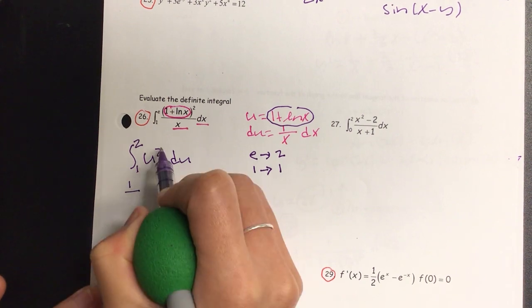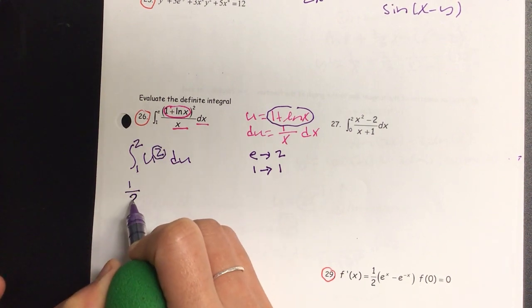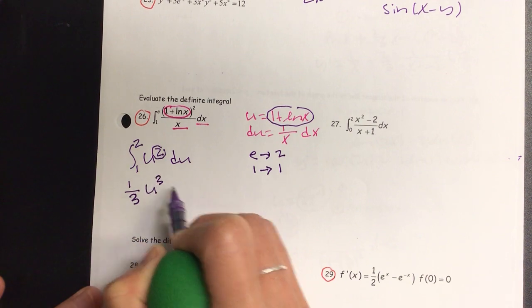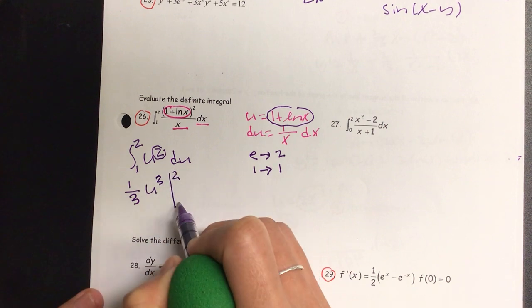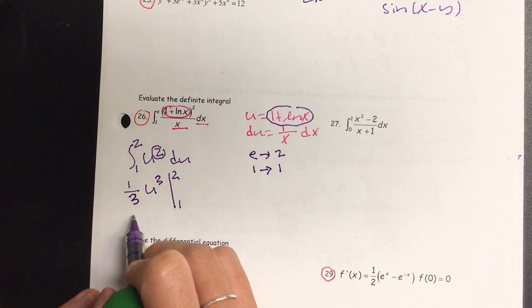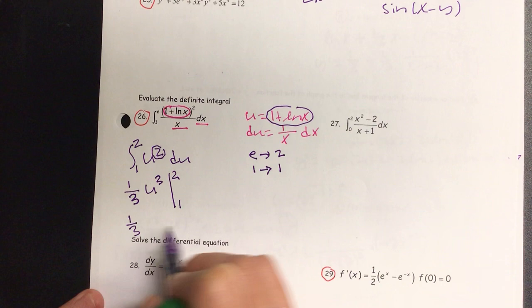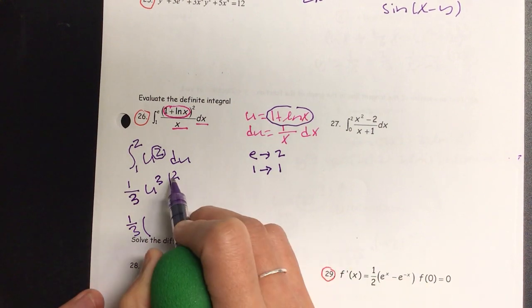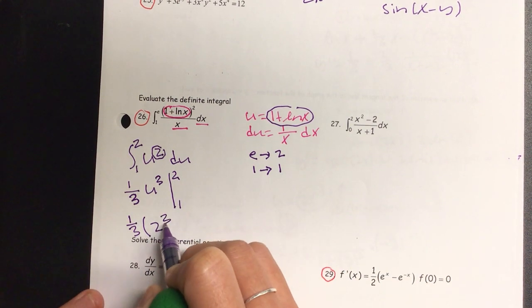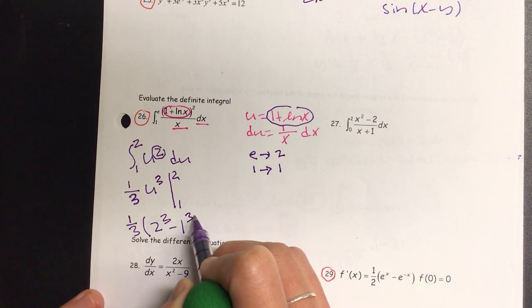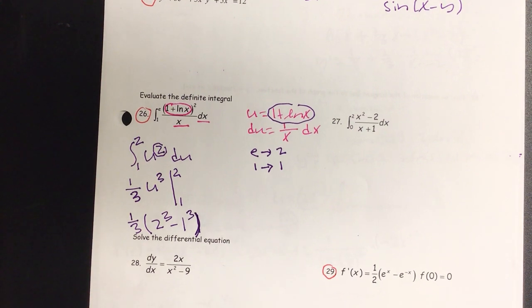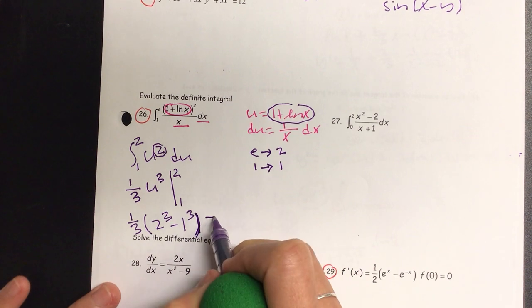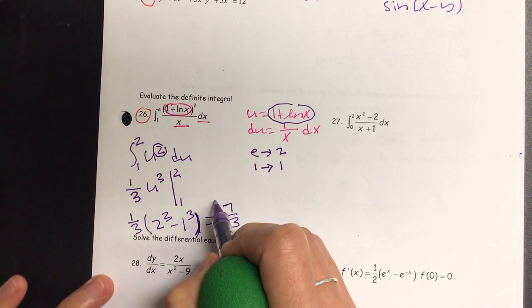We have 1 over. Who is my new power? 3. U cubed. And do I need plus c when the bounds are given? Nope. And let's plug it in. We have 1/3 is already outside. So go ahead and open your parentheses. When I plug in the 2, we get 2 cubed minus 1 cubed. Oh, parentheses. What would that give us? 7 is going to be all on the inside, and we have that divided by 3 on the outside, so 7 over 3 is our final answer.